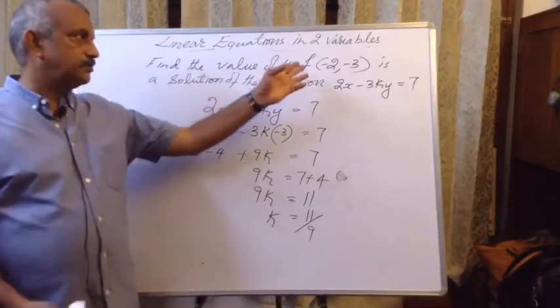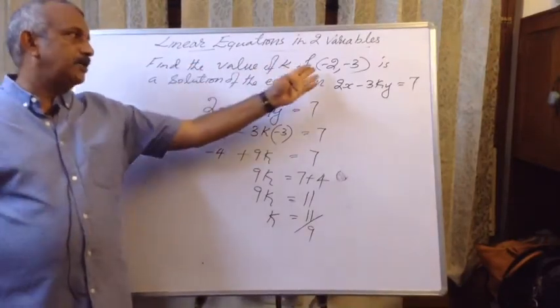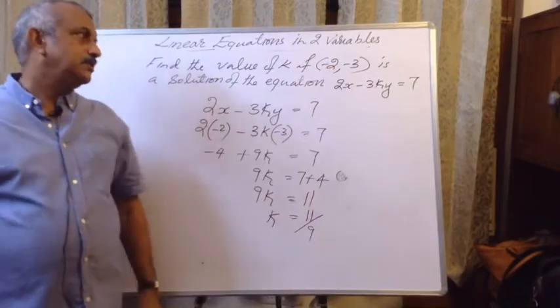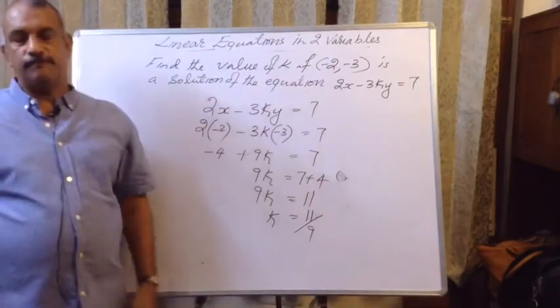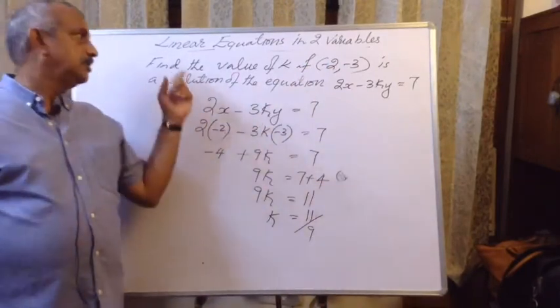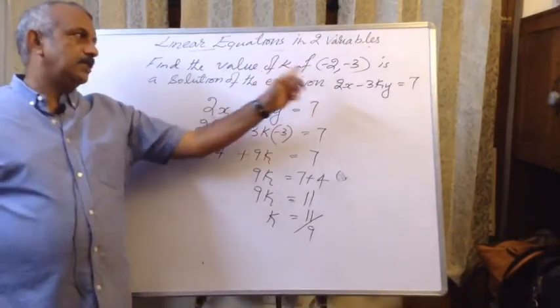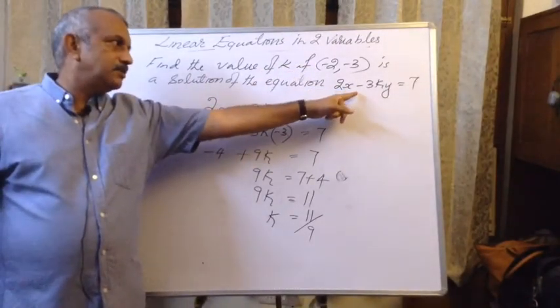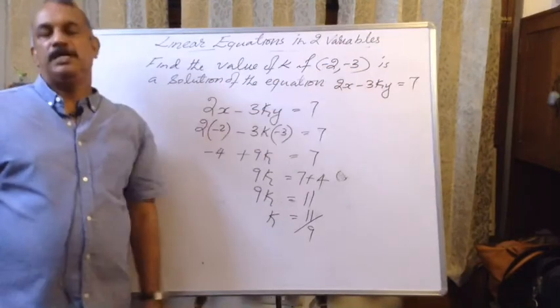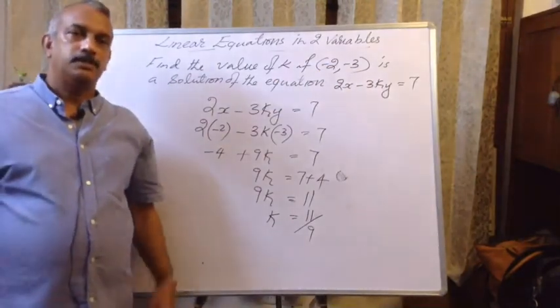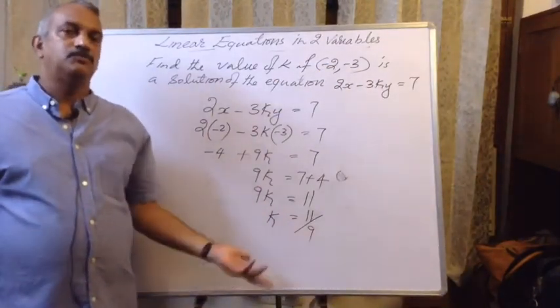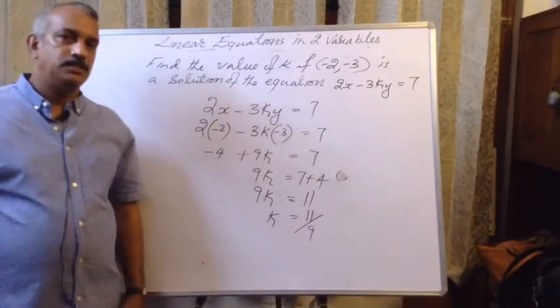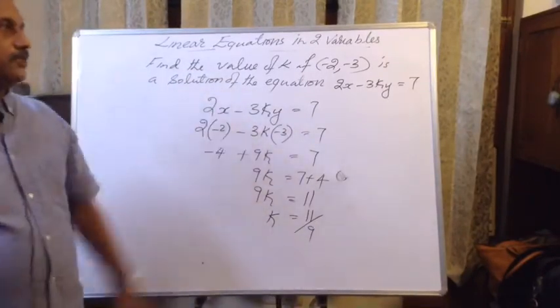I just wrote a question. See, find the value of k if minus 2, minus 3 is a solution of the equation. Now what is the other possible question? Find the value of k if the graph of the equation passes through the point minus 2, minus 3. Means the same only. Minus 2, minus 3 is a solution of the equation. So like this we can solve.